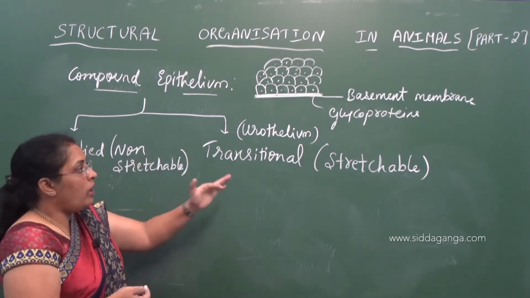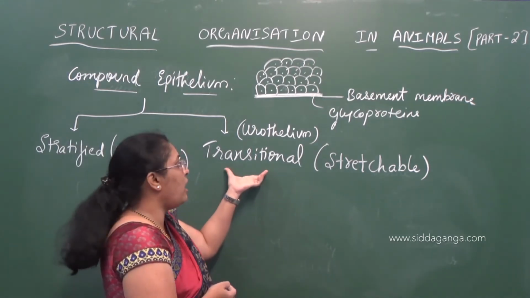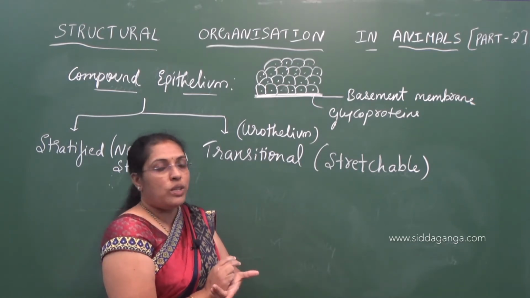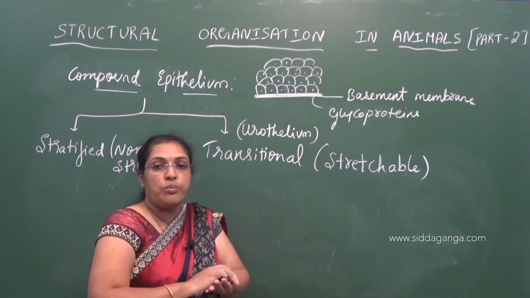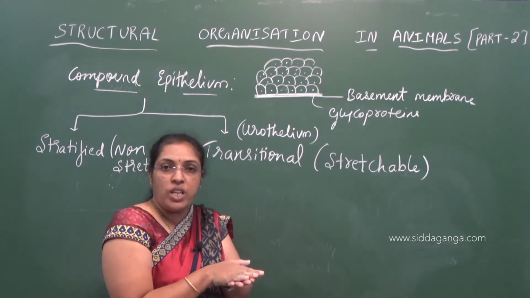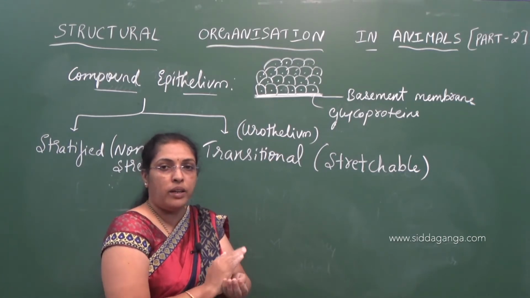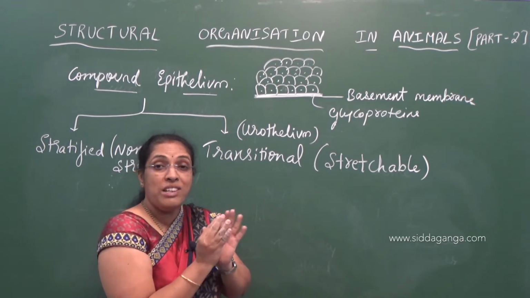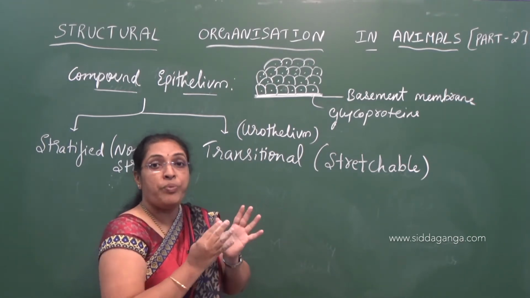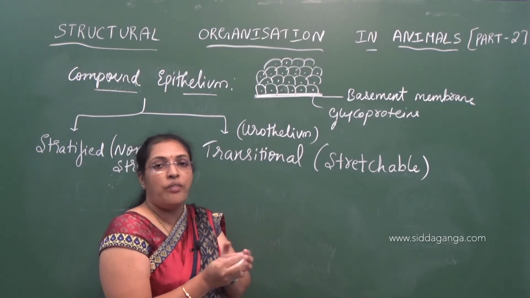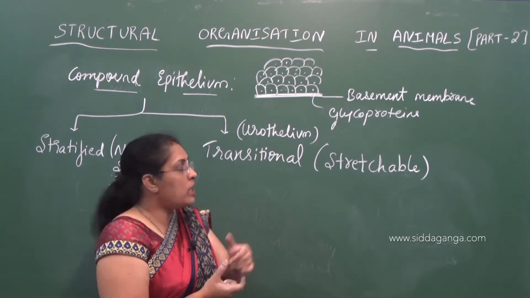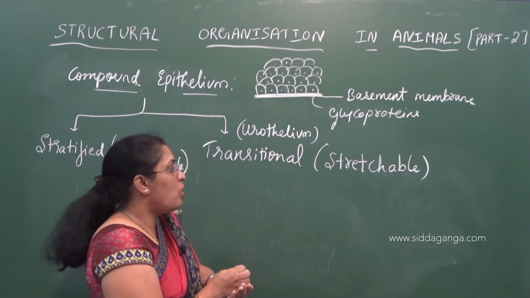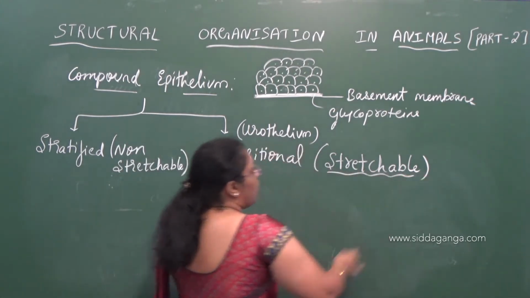So what's the difference? As it says, stretchable, these layers of cells are able to expand and they become flattened. Understood? That's why it is called transition. Transition means it is going to change when it is changing its shape. The shape is not permanent. It is going to change according to the requirement. When urine fills in the bladder, the cells become flattened. Understood? After that again they expand. So that's why it's called transitional epithelium. It is going to change its shape. Understood? So that's why it's called stretchable epithelium.